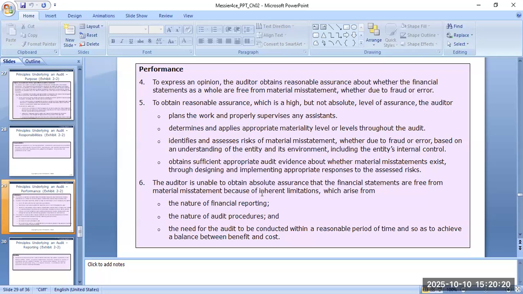Now, the auditor is unable to obtain absolute assurance that the financial statements are free from material misstatement because of inherent limitations. So basically, there's a limitation which the auditors cannot do anything about. The first one is the nature of financial reporting, which may mean the nature of the business, the nature of the audit process, and the need for the audit to be conducted within a reasonable period of time. Again, in the audit, we are pressured by time. Auditors are pressured by time. So the chances are they might miss something that might be there.